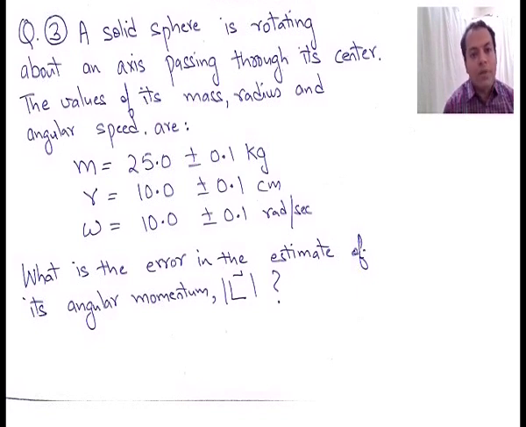There is another problem from a different area of physics, from the topic of rotational dynamics. A solid sphere is rotating about an axis passing through its center. The values of its mass, radius, and angular speed are: m is 25 kg plus minus 0.1 kg, r is 10 plus minus 0.1 centimeter, and the angular speed omega is 10 plus minus 0.1 radians per second. The question says, what is the error in the estimate of its angular momentum, the magnitude of the angular momentum?